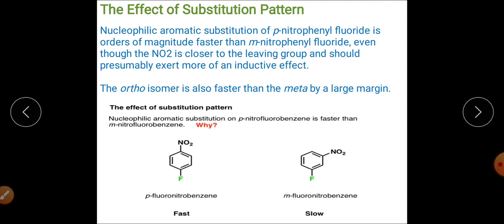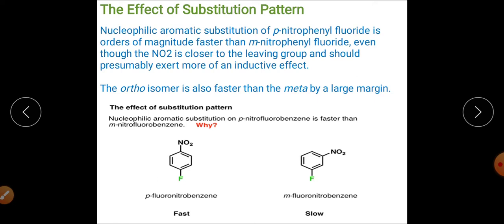Now this is the effect of substitution pattern. We have already told you that electron withdrawing groups, when they are attached on the benzene ring, will increase the rate of aromatic nucleophilic substitution reaction, but there is a condition that the electron withdrawing group should be positioned either at ortho or para with respect to the leaving group. When it is attached at the meta position, it will not increase the rate of reaction. For example, here you can see that this is your para-fluoro-nitrobenzene and this is your meta-fluoro-nitrobenzene.